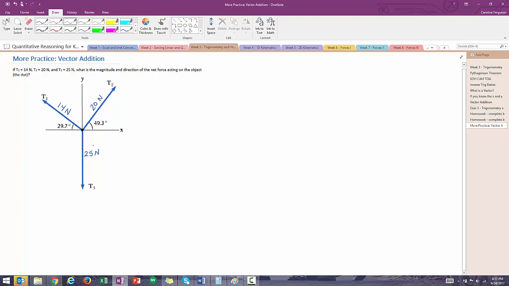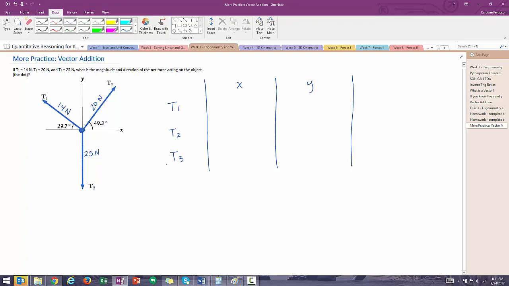So the question asks for the magnitude and the direction of the net force, or the resultant, acting on the object. And this is the object here, the dot that's right in the center. Okay, if you couldn't see it, it was just a dot right there. So what we want to do is find the x and the y components of each of those three tension forces. So I'm going to make a table here with an x and a y. And on this side, I'm going to write T1, T2, and T3.